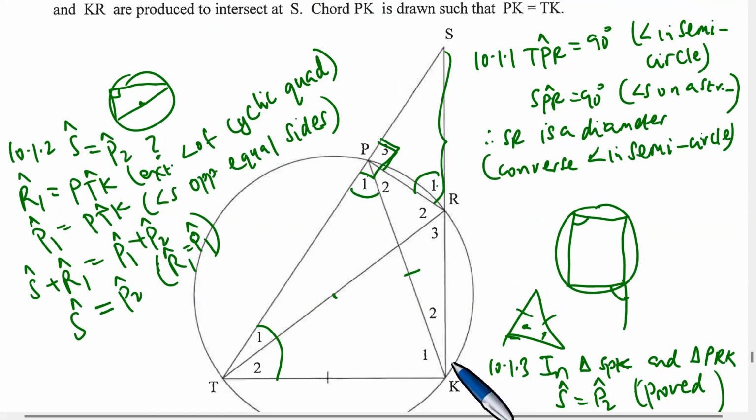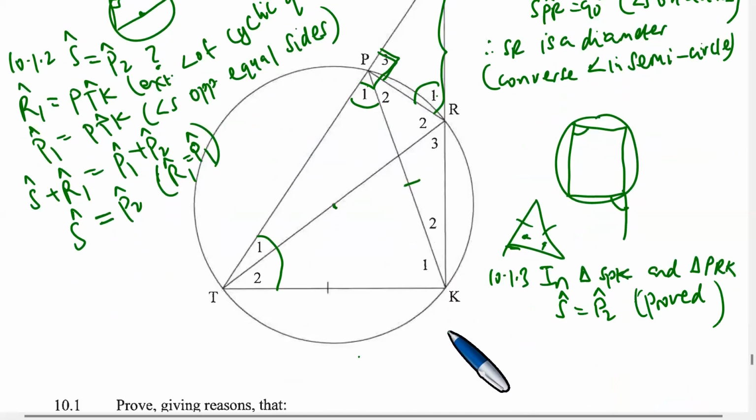Angle K2 is equal to K2 because it's a common angle. It's a common angle in the triangle PRK and also in PSK or SPK. If you look at SPK, it has K2, but also if you look at PRK, it also has K2. So in other words, we then say that angle K2 equals K2. Common.